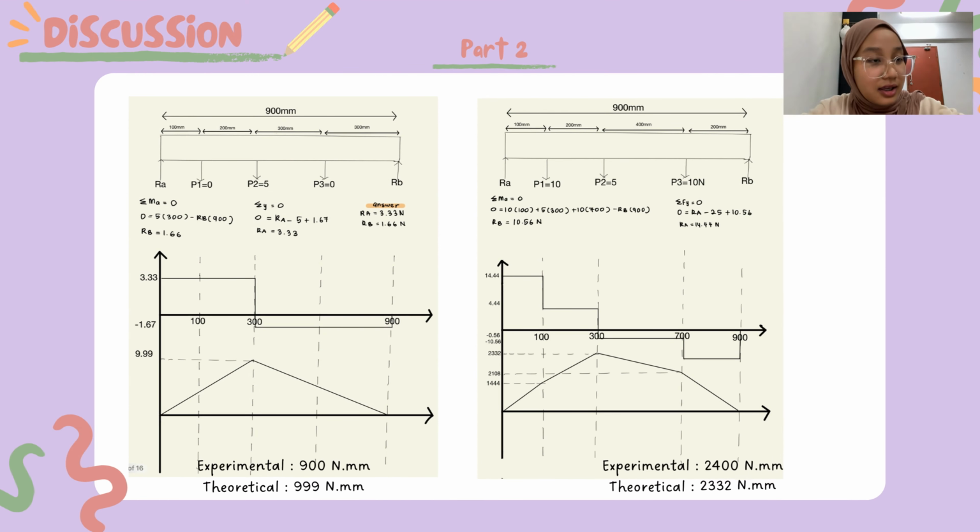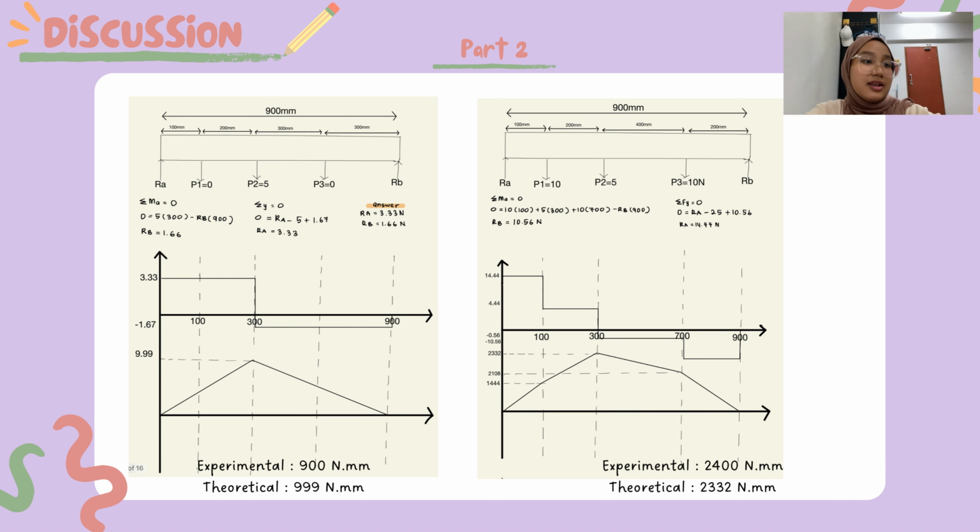As we can see on the left side of this slide, it shows that the 5 Newton is at P2. So we just use the formula sum of moments is equal to 0. And then we got RB is 1.99 Newton. And then we use the total force in Y is 0. So we got RA is 3.33. From this experiment, we got the moment is 900 Newton millimeter and then the theoretical moment is 999 Newton millimeter.